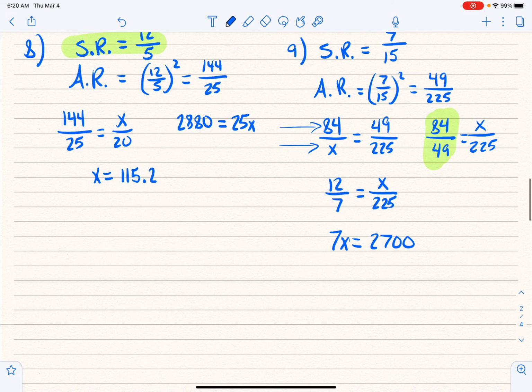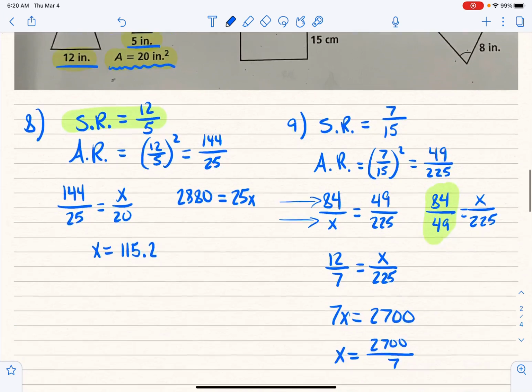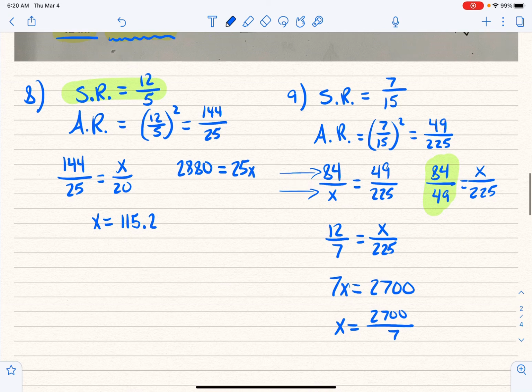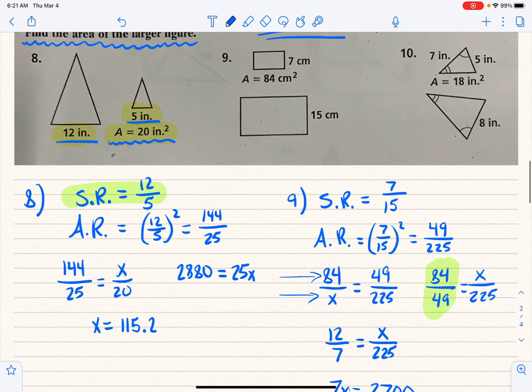Now, that doesn't come out clean. So I'm actually completely okay with you leaving it as a decimal because 7 does not go into 2,700 evenly. So you can say x is equal to, or I'm okay with you leaving it as a fraction. X is equal to 2,700 over 7. All right, so whether we got that one to reduce or not, we still didn't get very pretty values. All right, let's talk about number 10.